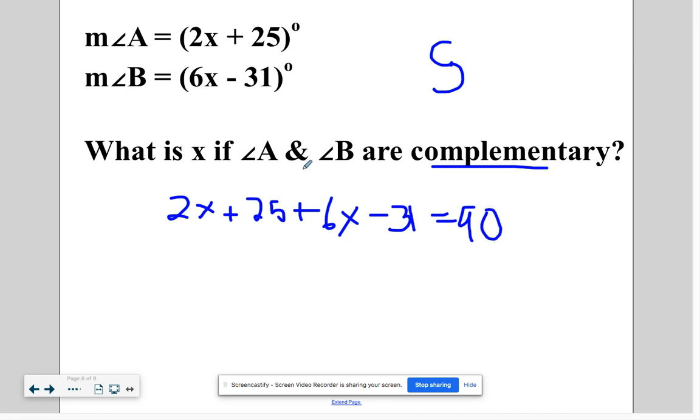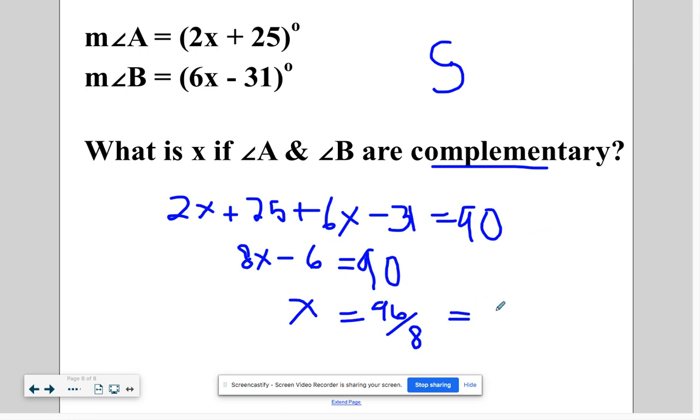All right, so let's combine like terms. I get 8x, and I have 25 minus 31 is negative 6, equals 90. Hard to make nines in this tool. All right, and then I'm going to add 6 to get 96, and then divide it by 8. 96 divided by 8. So isn't that 12? 12, yes. So that's 80 plus 16, that's 96. Yes, so 12 is our answer.